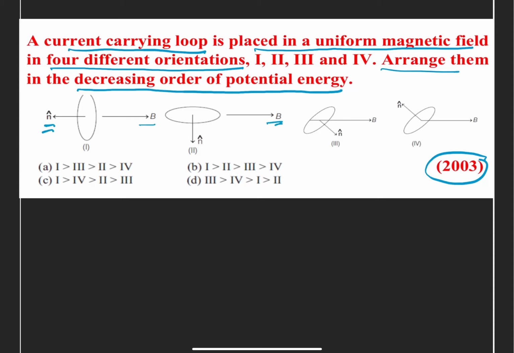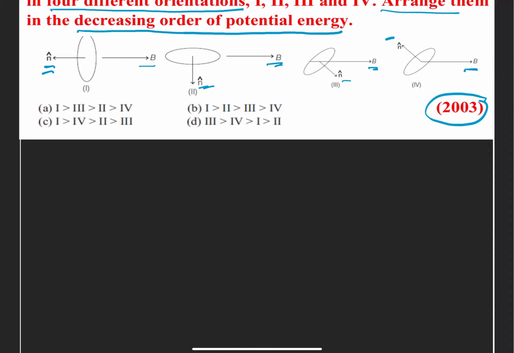In the second, there is a 90-degree angle between the two. In the third, there is a certain angle which is less than 90 degrees, and in the fourth, the angle between the two is greater than 90 degrees but less than 180 degrees. So it is based directly on the formula, and we know the potential energy of a current loop inside a magnetic field is represented by the magnetic moment and the magnetic field.